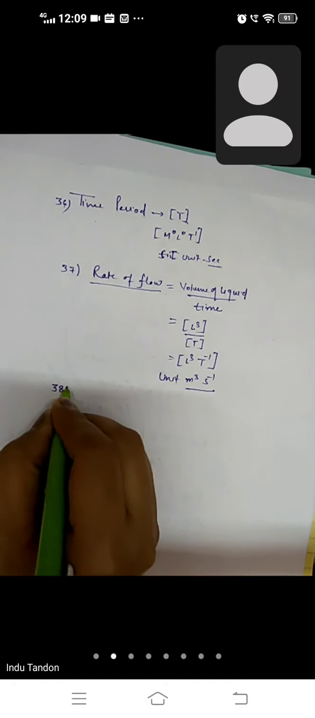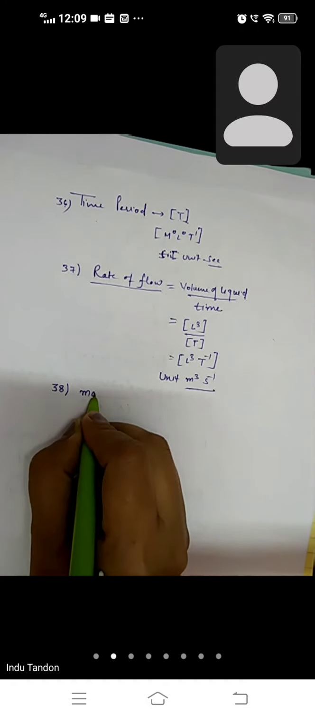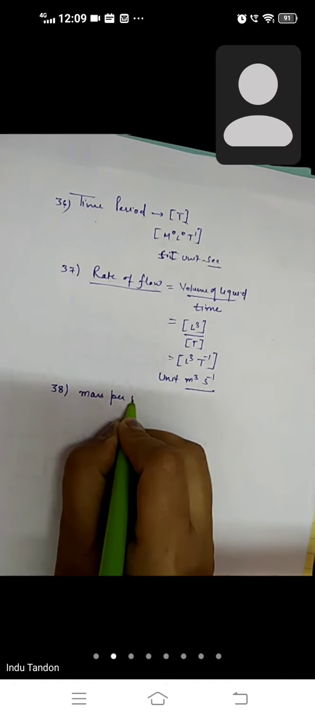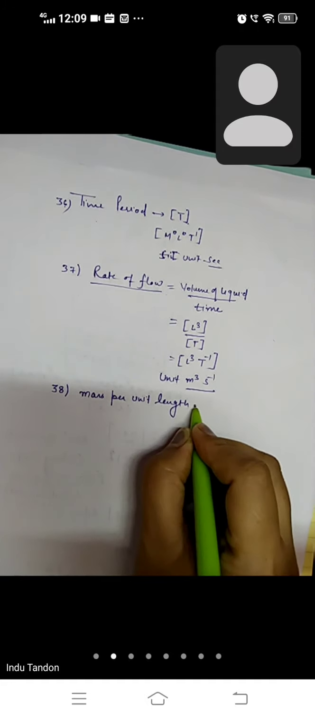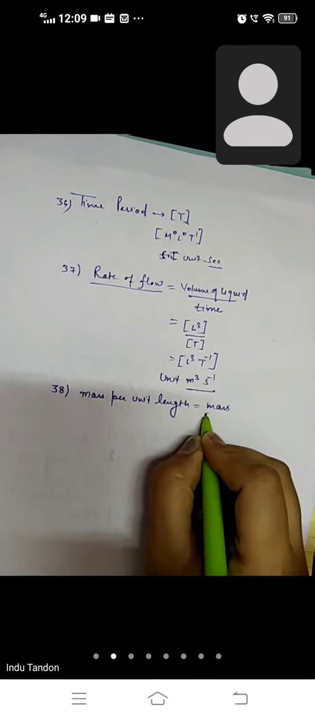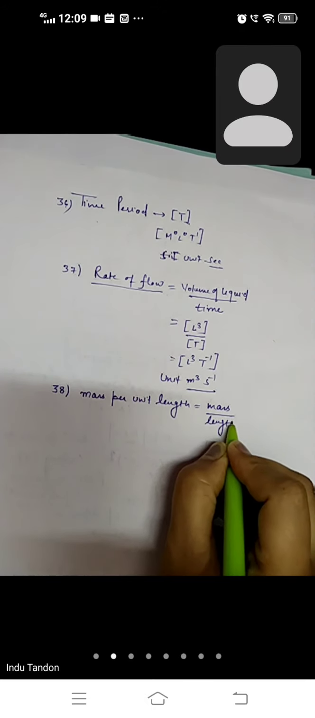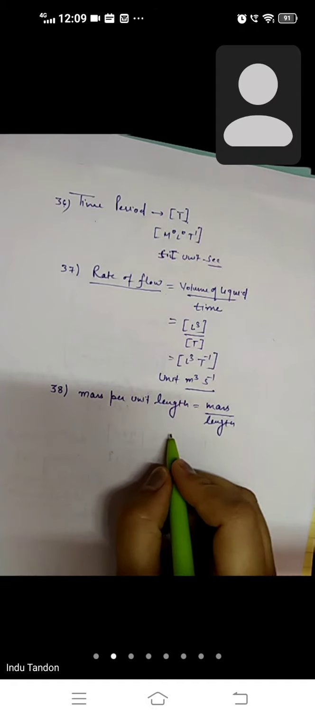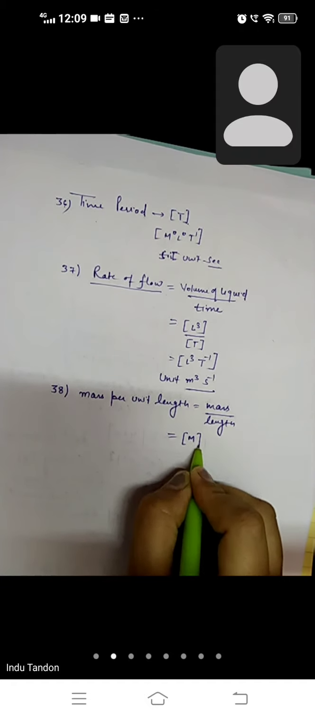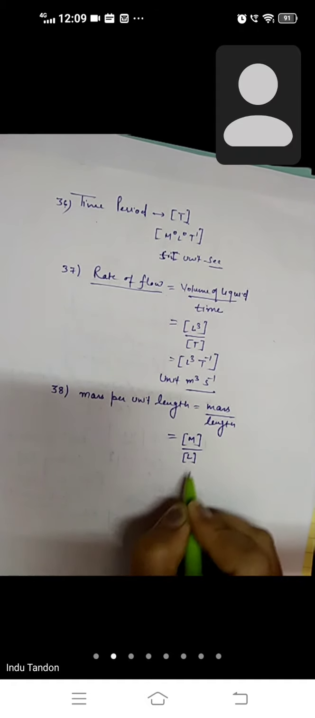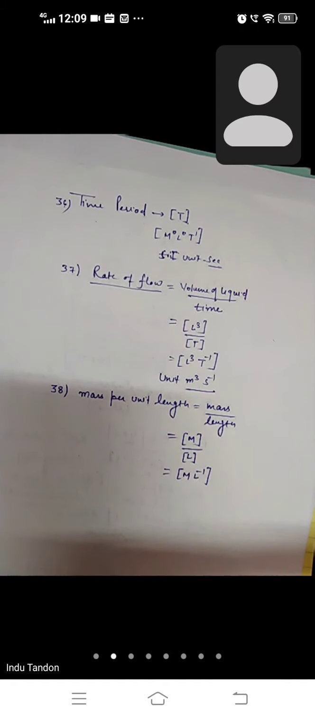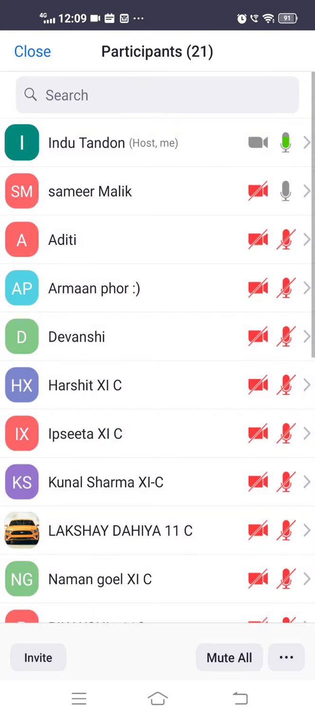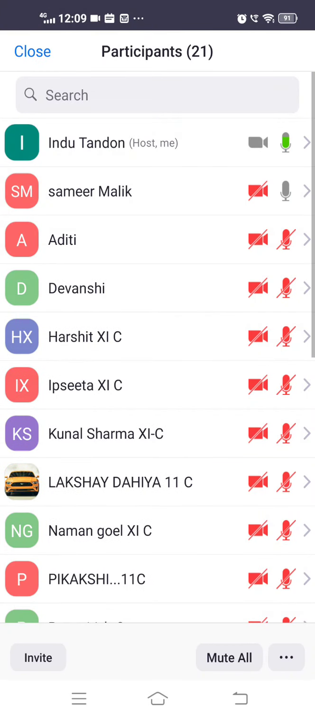Next quantity is mass per unit length. What is this? This is mass divided by length. It means it is M and for length it is L. It becomes ML minus 1.